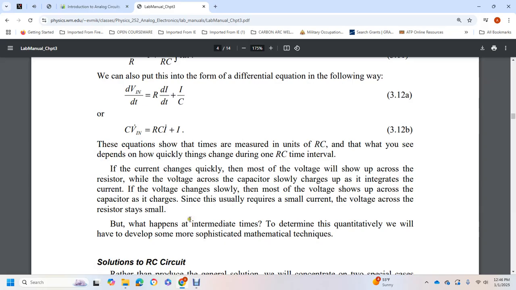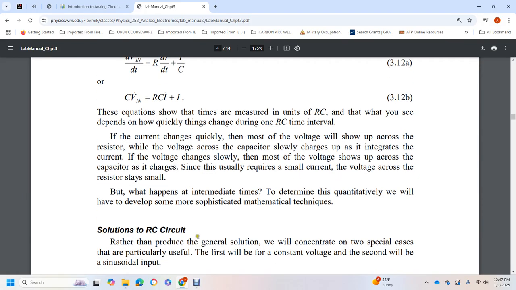These equations show the time dependence, measured in units of the RC time constant. If the current changes quickly, most of the voltage will show up across the resistor, and the voltage across the capacitor stays small. If the voltage changes slowly, most of the voltage shows up across the capacitor, which charges up with small current, and the voltage across the resistor stays small. But to determine what happens at intermediate times, we will have to develop some more sophisticated mathematical techniques.